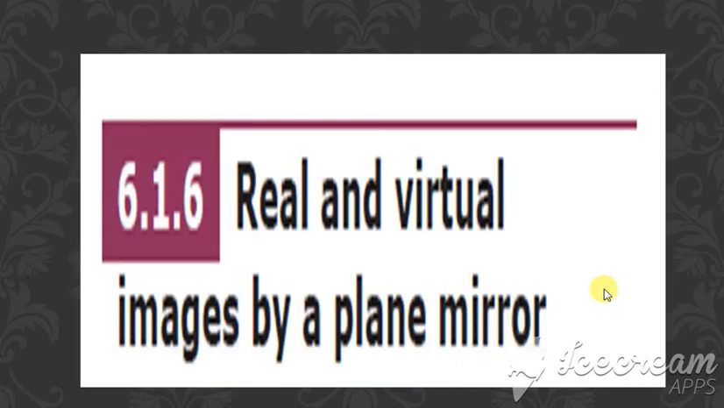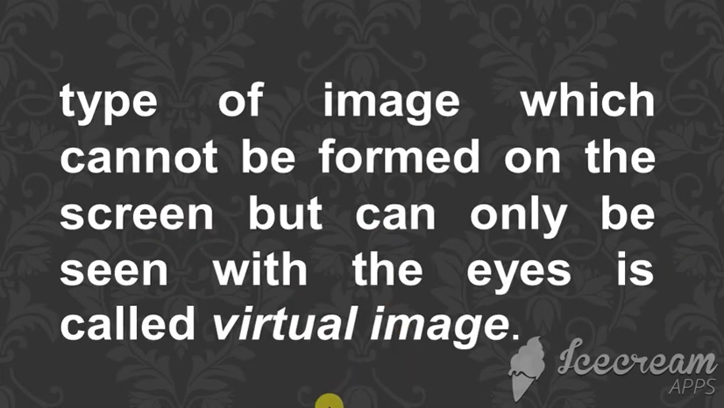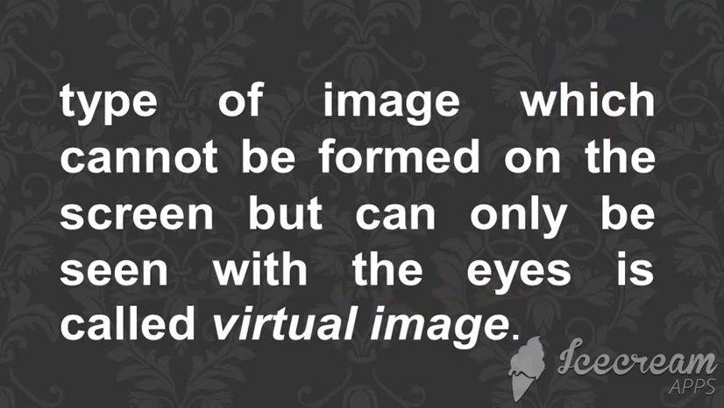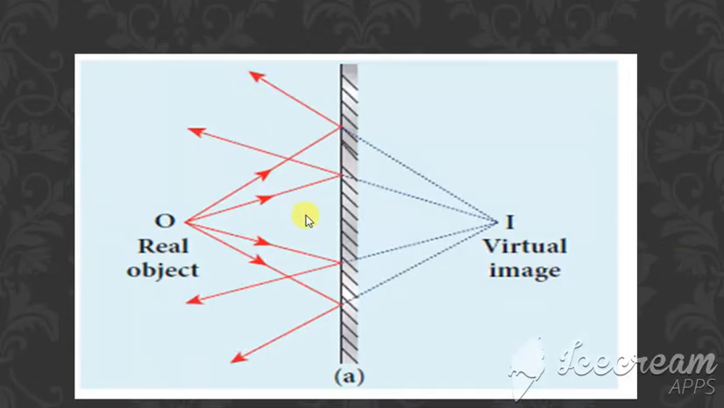Then next we have the real and the virtual images. As I've told you already, virtual is what, which is not formed on the screen, is it not? So what is meant by real? First, virtual is the type of image which cannot be formed on the screen but can only be seen with the eyes. So it will not be formed on the screen, but we can see it with the help of our eyes. That is called as what? Virtual image.